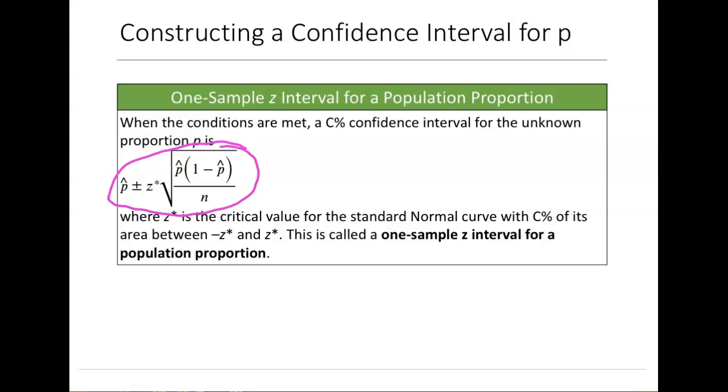So remember what a z-score is. It's just a number of standard deviations from the mean. So this portion here, this is just our margin of error. p hat is just our point estimate.